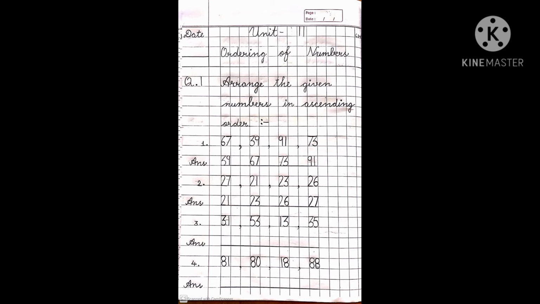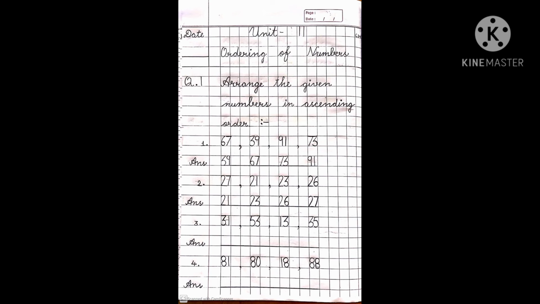Number 1, 67, 39, 91, 73. So here you have to arrange these numbers in ascending order. So first you will write the smallest number, and that is 39. And in the last you will write the greatest number, that is 91. So hence the ascending order is 39, 67, 73 and 91.